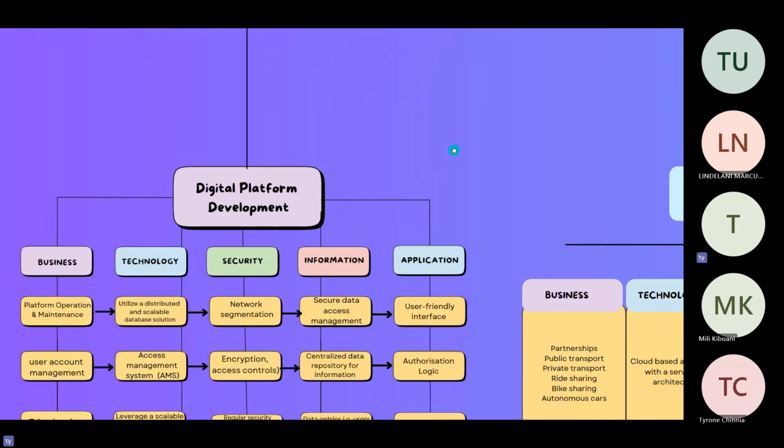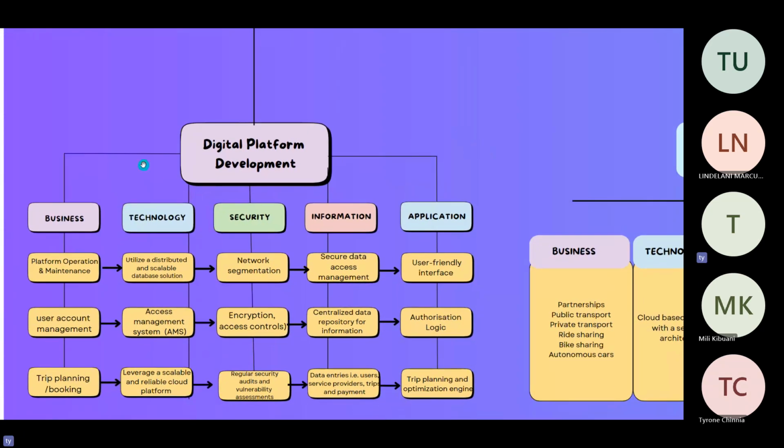which is digital platform development. I'll just be going over the business architecture, technology architecture, security architecture, information and application architecture. Starting off, we'll talk to the platform operations and maintenance, which is the business process. And from a technology architecture perspective, we would utilize a distributed and scalable database solution.